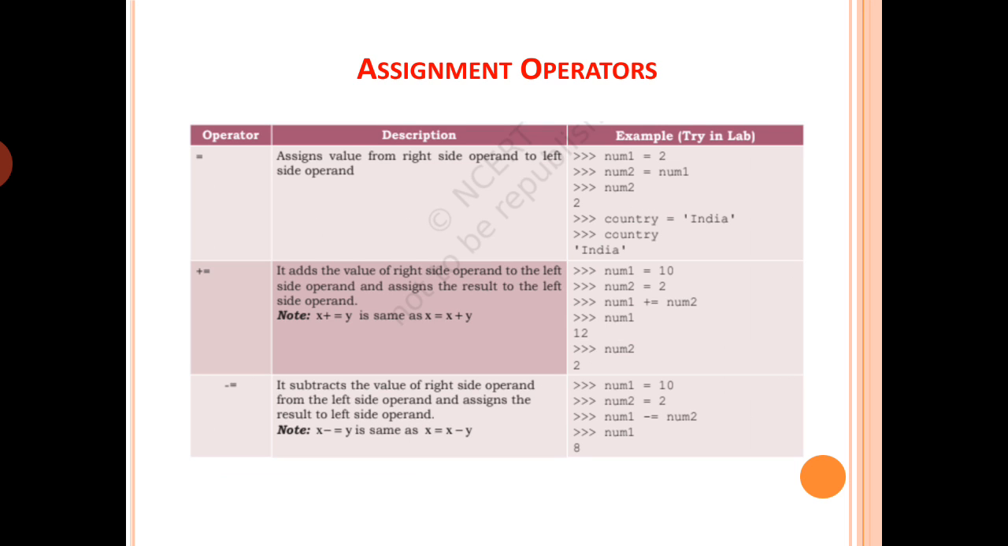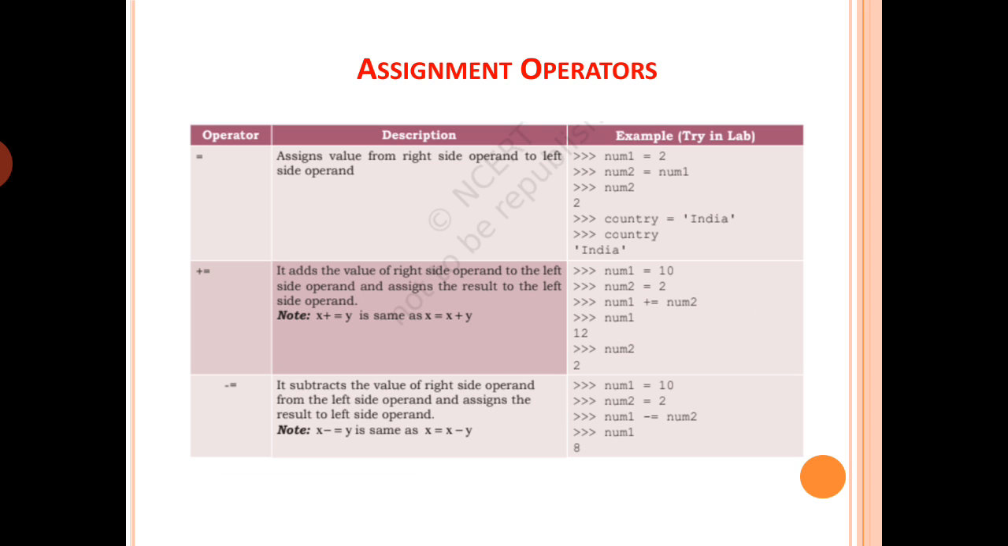Assignment operators. Assignment operators assign or change the value of the variable on its left, as shown in the table. So assignment operator equals to sign assigns value from right side operand to left side operand. For example, num1 is the variable in which 2 is stored. Now here we have used num2, assignment operator, and num1. So the value of num1 will be assigned to num2 and num2 will print the value of num1, that is 2.